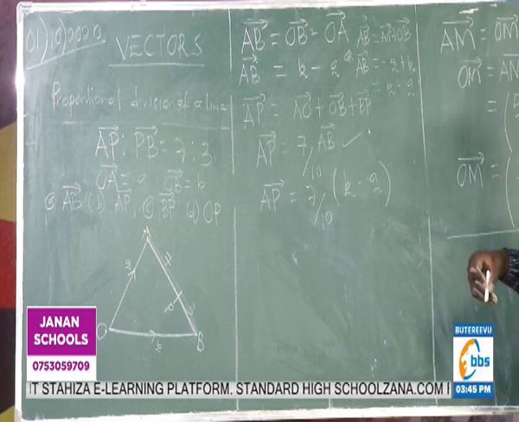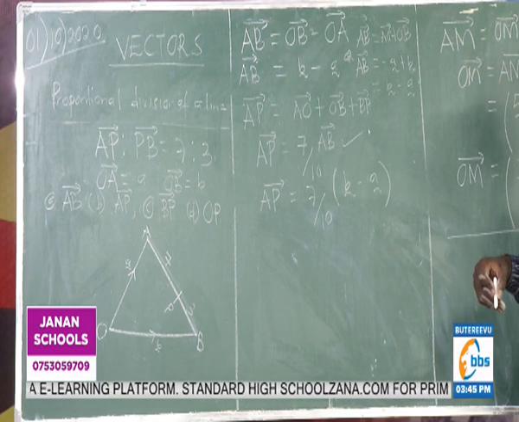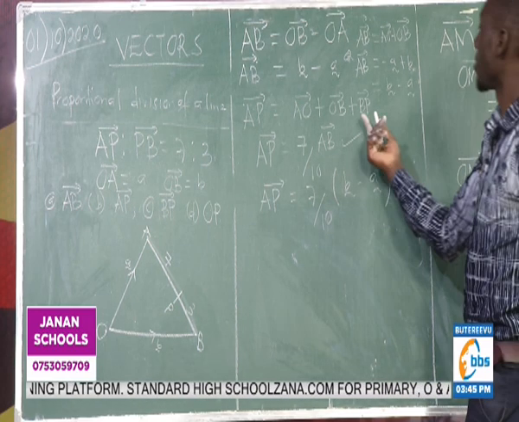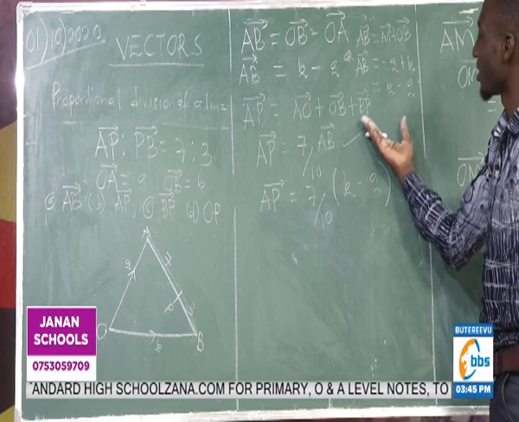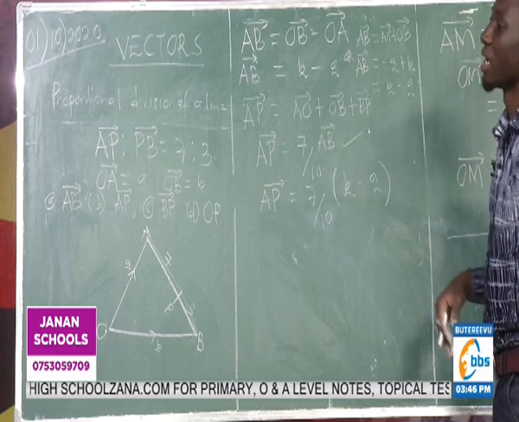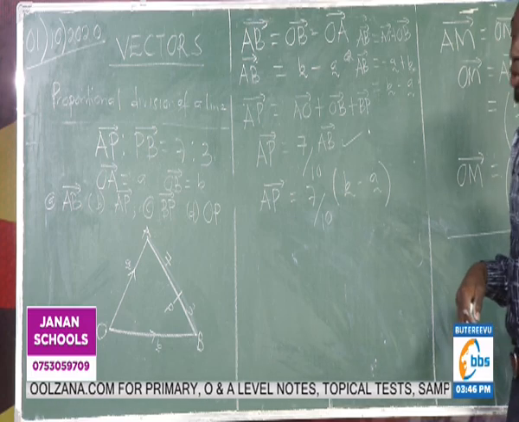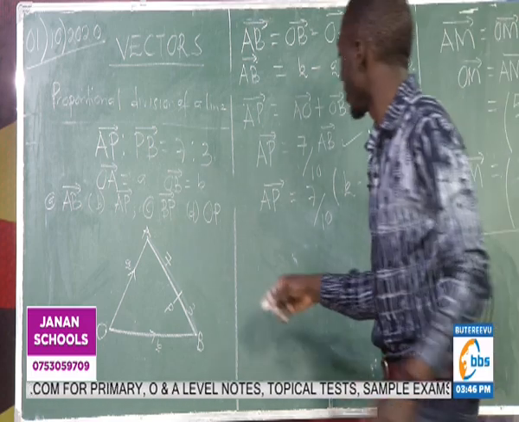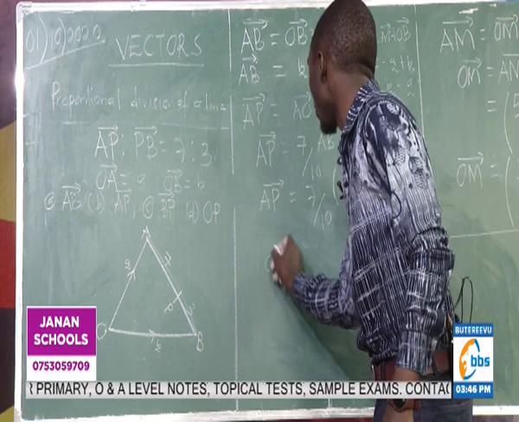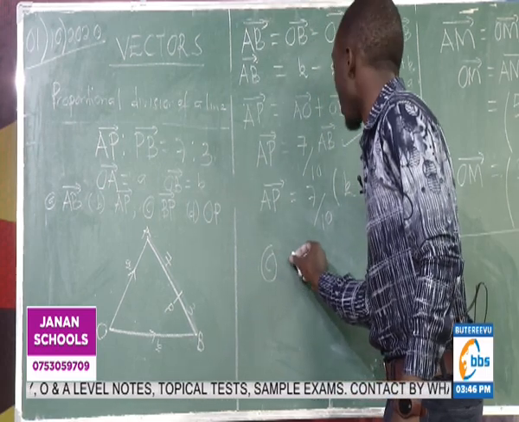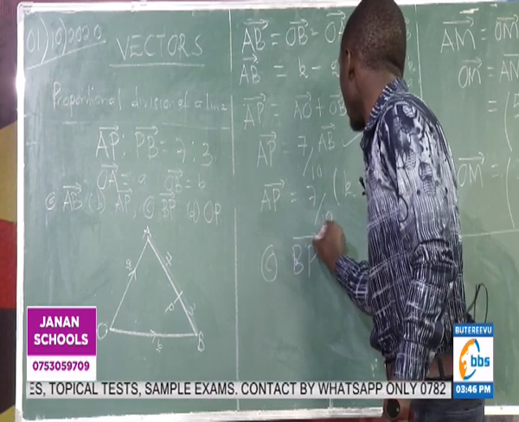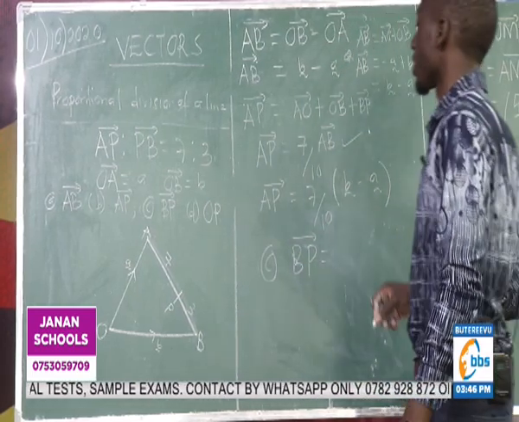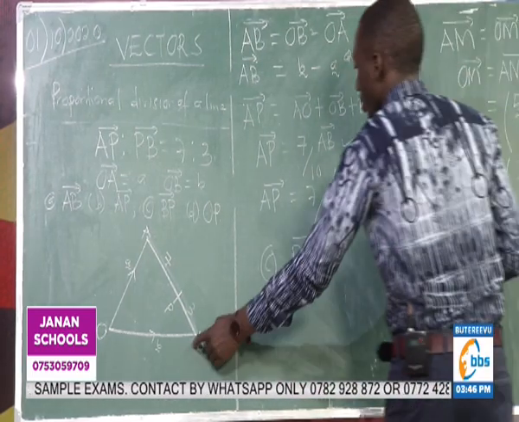And again, in part C, they're asking me to find BP. You see, here you could get BP, but again, even part C is asking for BP. So you could reserve it, you go for this, then you work it out in part C. So part C again wants me to find BP. And let's see how you're going to find BP.